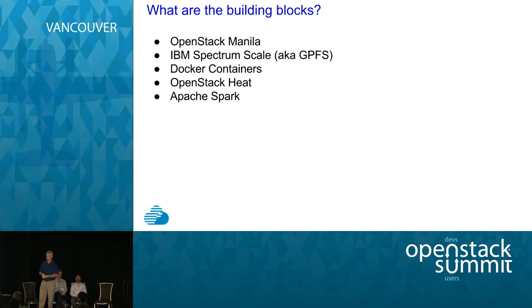Then for compute instances, we want something that's fast, easy to use, easy to bring up, and doesn't consume a lot of resources. That's where Docker containers fit. Now you've got your compute and your storage, you need to be able to provision that and easily manage it. So we're using OpenStack Heat for the overall management of the environment, being able to provision both storage and the containers. And finally, what's the analytics engine? That's where Apache Spark comes in. We'll go through each one of these now in a little more detail and explain how we're using them.